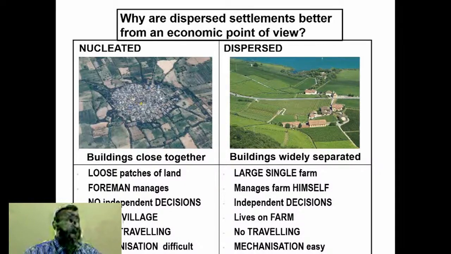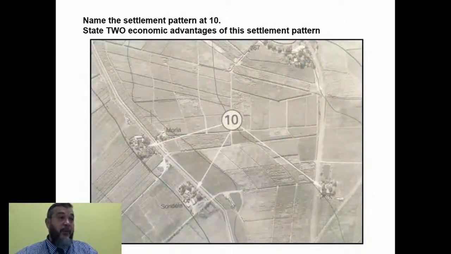Whereas with a dispersed settlement, remember these are commercial farmers. The farm is a large single unit. The farmer manages the farm himself or herself, making independent decisions. It's my farm. I decide what I want to grow, when I want to grow it. I live on the farm. There's no traveling to take place. And mechanization becomes very easy. So that's why your dispersed settlement is better from an economic point of view.